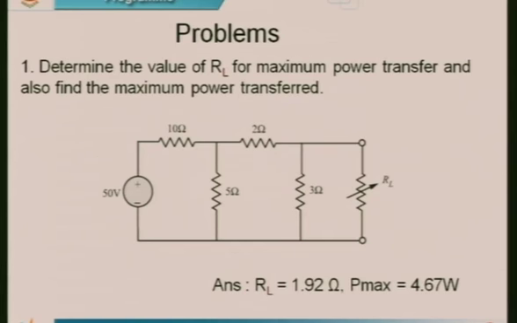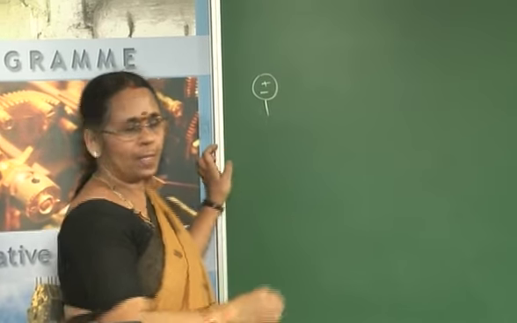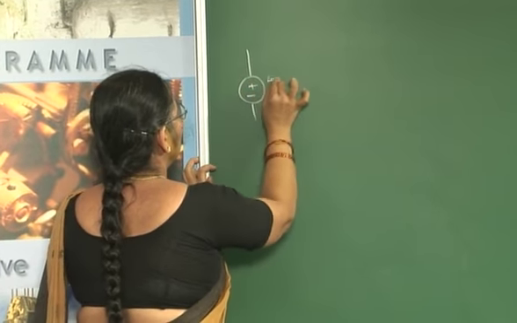The first problem for the maximum power transfer theorem. Let us first go through the statement of the problem: determine the value of RL for maximum power transfer and also find the maximum power transferred. It's a DC circuit, so let me write the circuit here again. The value of the voltage is 50 volts.